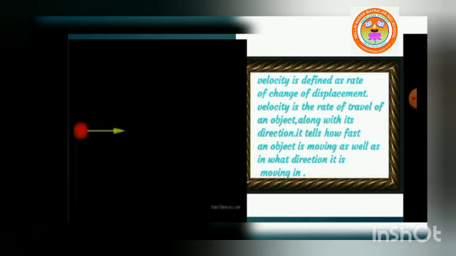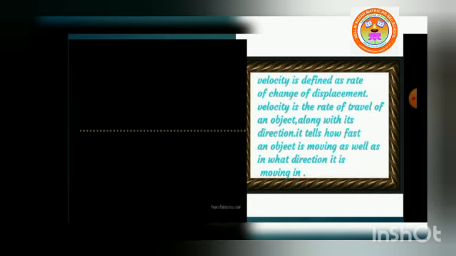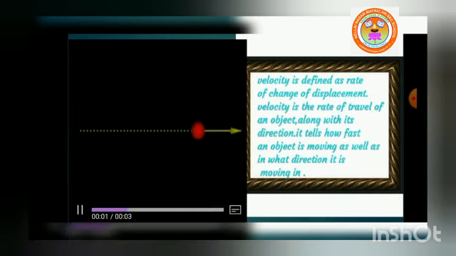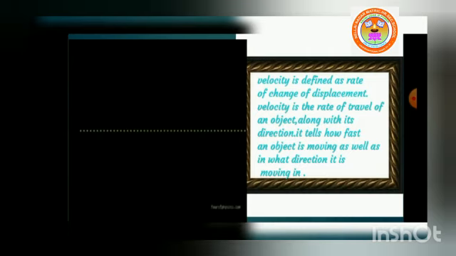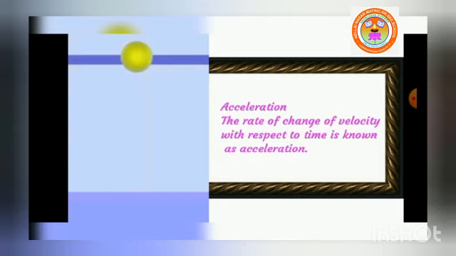Velocity. Velocity is defined as the rate of change of displacement. Velocity is the rate of travel of an object along with its direction. It tells how fast an object is moving as well as in what direction it is moving. Acceleration. The rate of change of velocity with respect to time is known as acceleration.